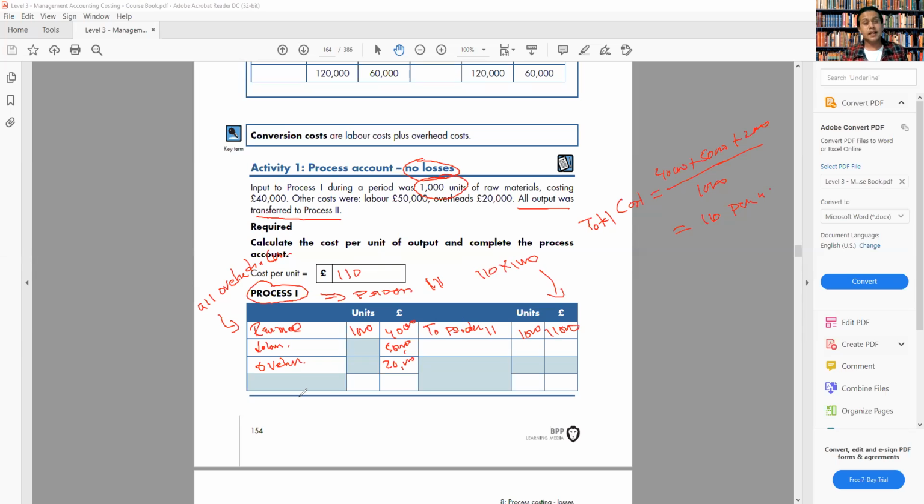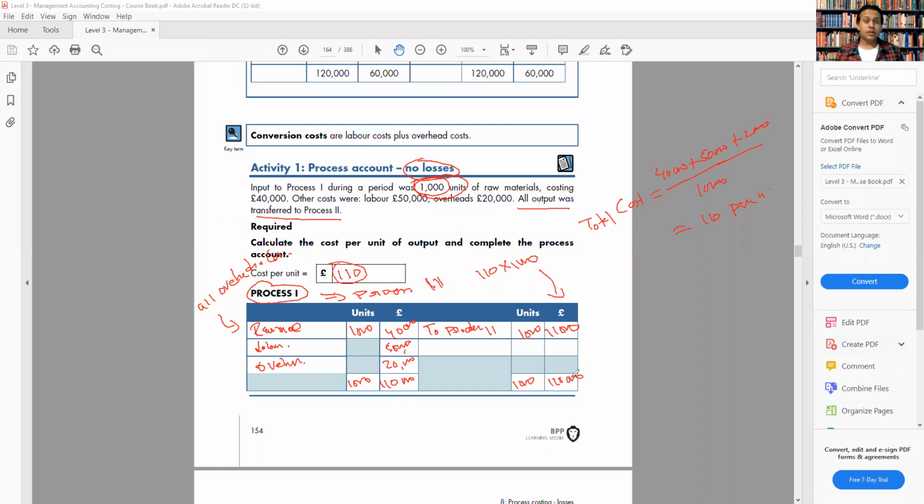Now the debit side and the credit side has to be equal. So we can see we have a 1000 unit for the material, you can see here, and the cost, if I added all of this 40, 50 and 20, that gives me 110,000. And the actual output for the process 2 is 1000 unit and per unit is 110. If I multiply that, that gives me 110,000. So we said 1000 unit and the cost is 110,000.